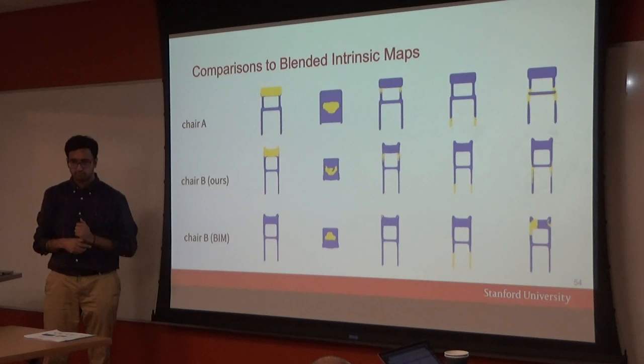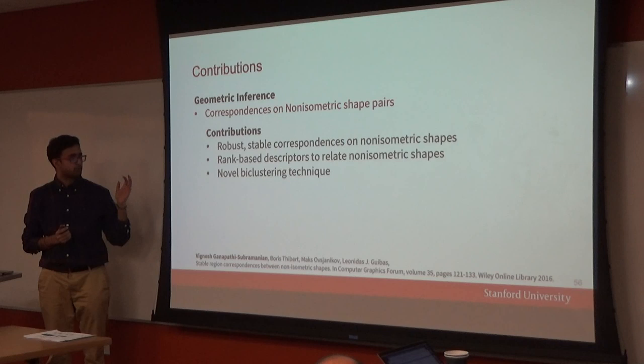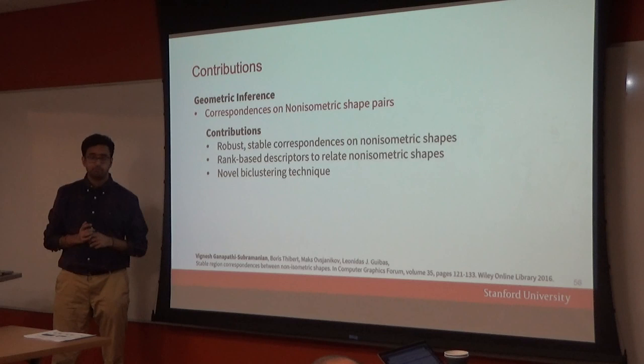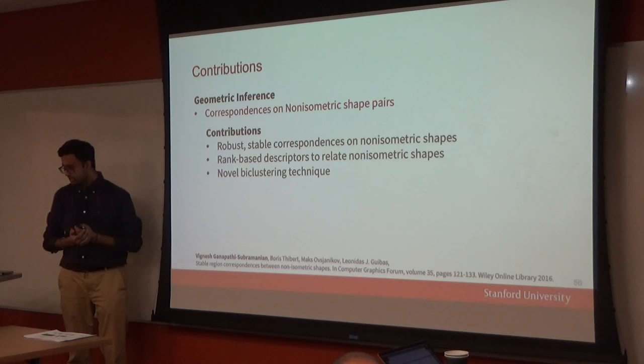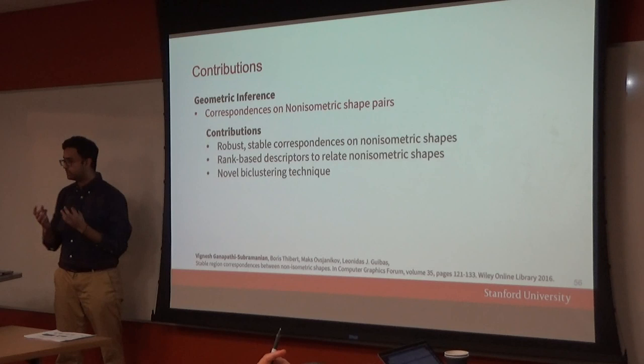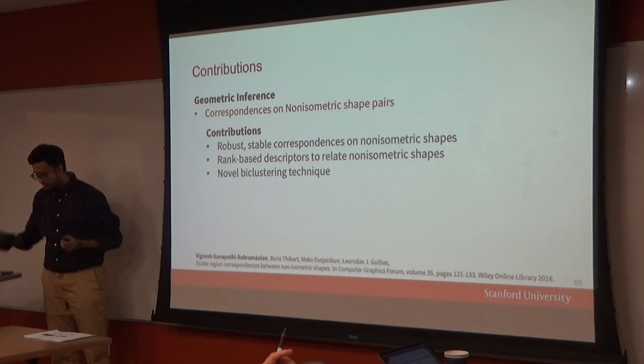To summarize our contributions in this work, we propose and provide robust stable correspondences on non-isometric shapes. Here we do this by means of rank-based descriptors, as opposed to the classical value-based descriptors, to relate these shapes. Finally, we provide a novel biclustering technique which obtains region correspondences between the two different shapes. This is something that can be useful even beyond the scope of just shape matching.